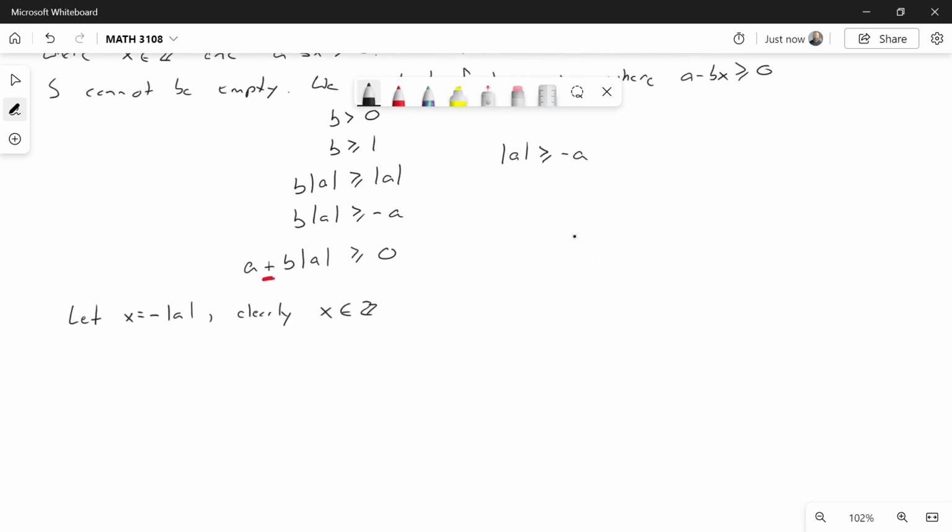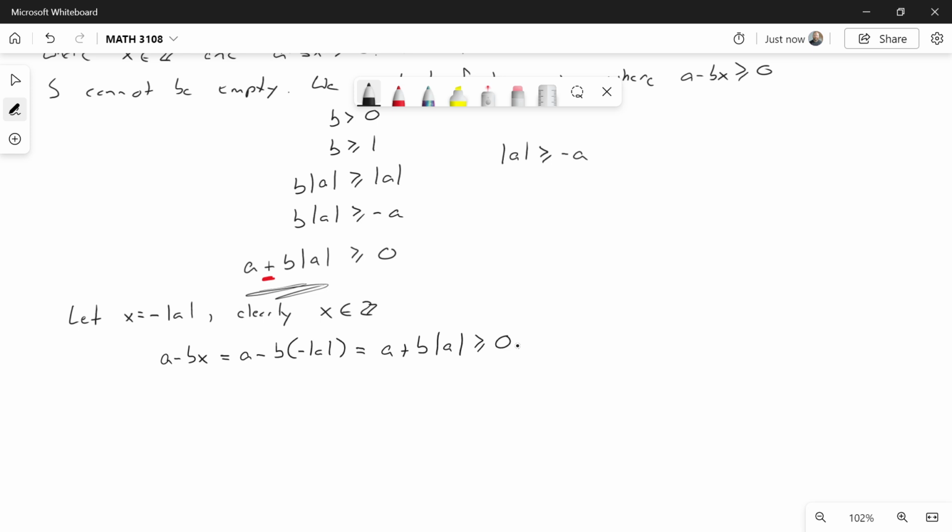Well, if we plug it into this A minus BX, and now we're going to replace X with knowing that it is negative the absolute value of A. So this is A minus B times negative absolute value of A. Negative and negative make positive, so A plus B times the absolute value of A. And we know from above here, this is greater than or equal to 0. So that means with this choice of X, which is in fact an integer, when we plug it in, we are going to get a result or a remainder that is in fact going to be positive.